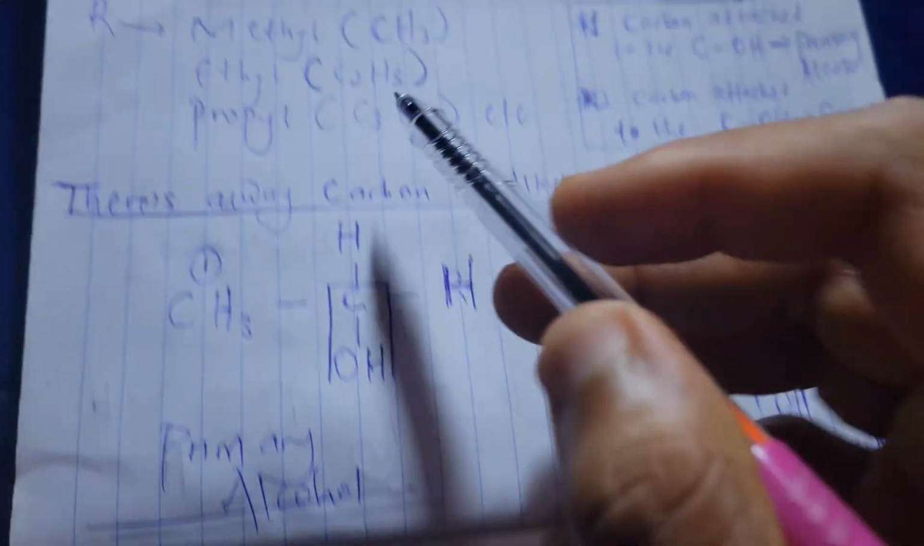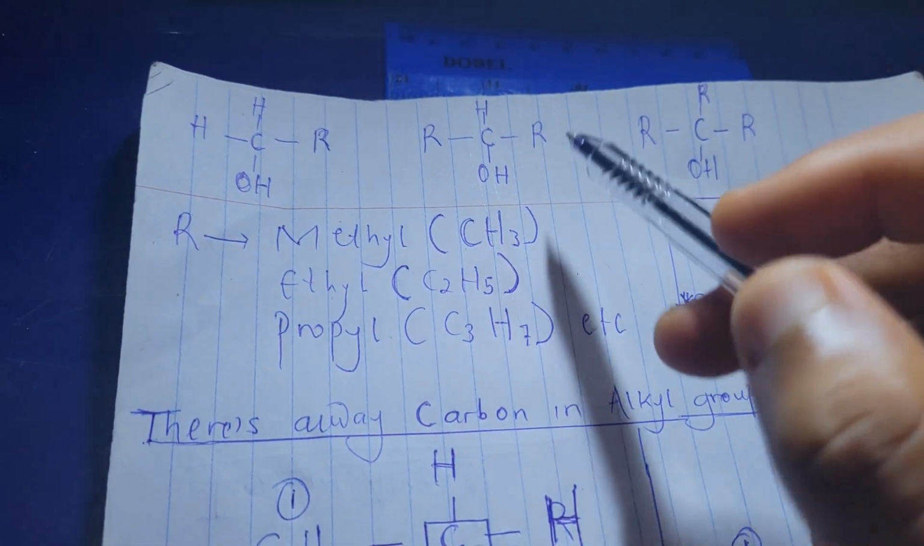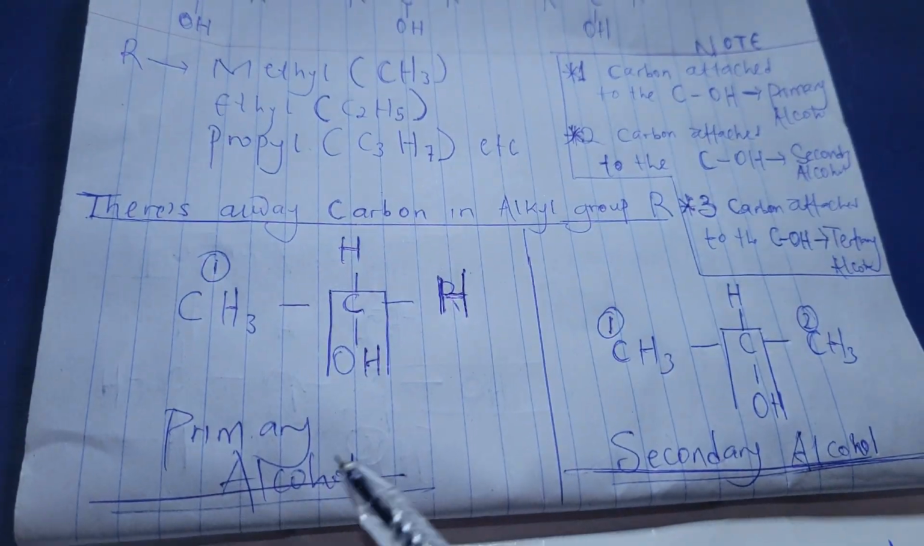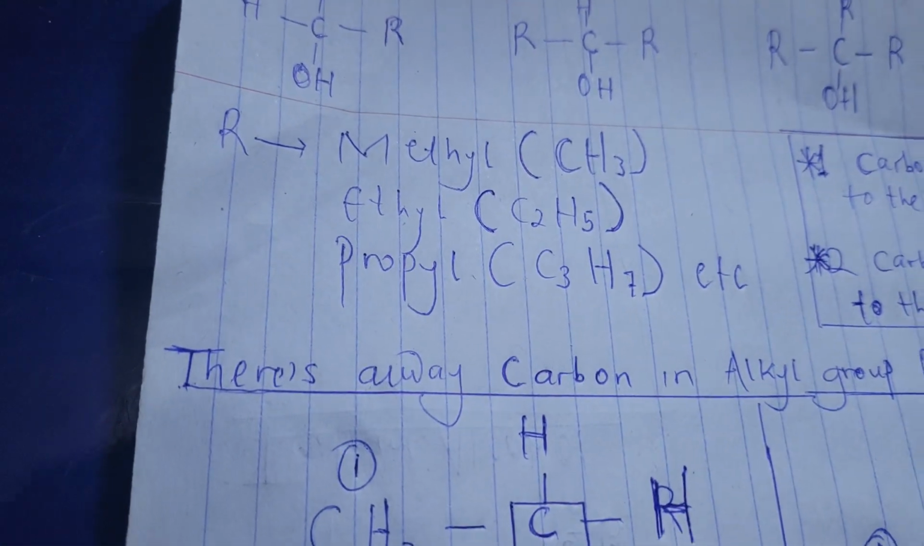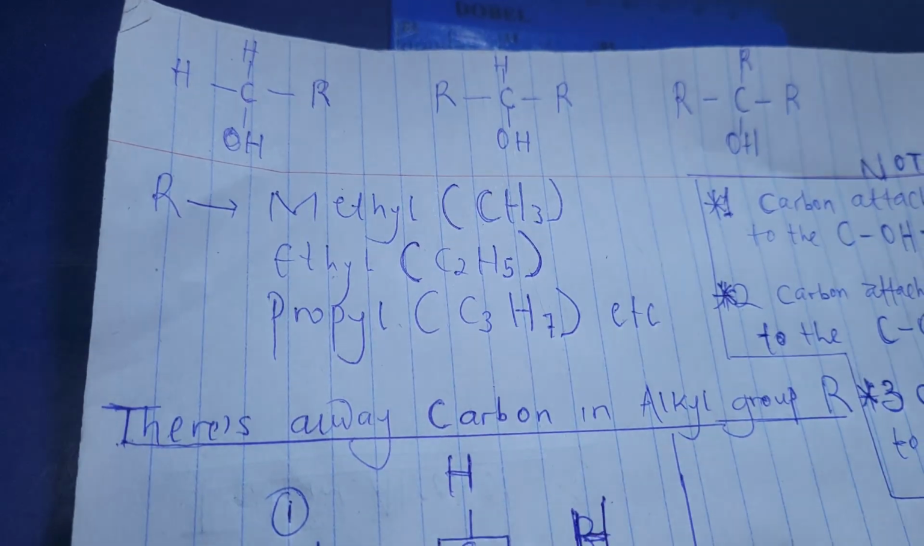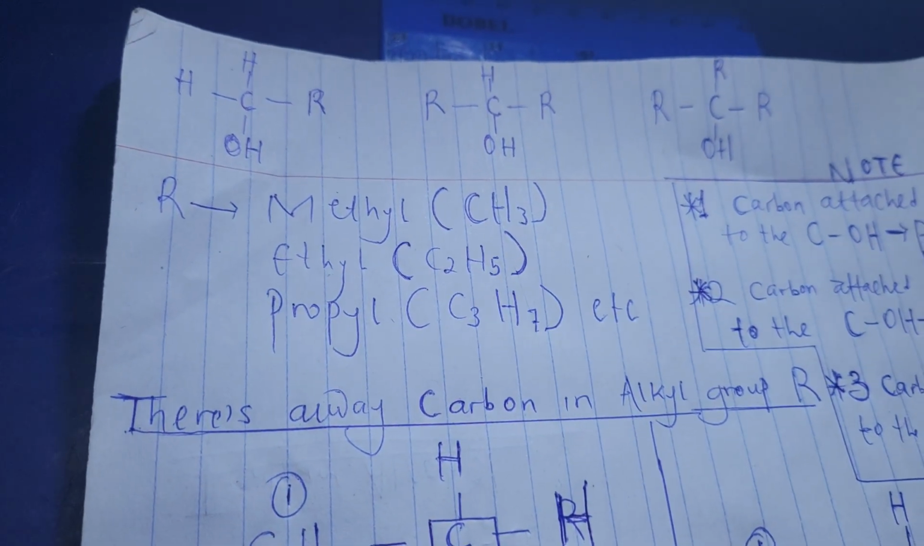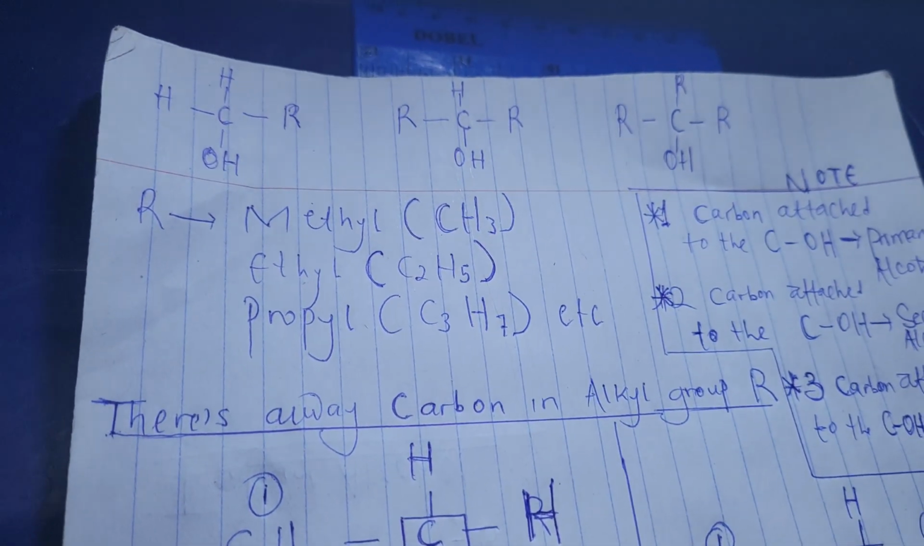A monohydric alcohol has, from the mono, just one hydroxide group. Now we have different types of this monohydric alcohol. We have the primary alcohol, the secondary alcohol, and the tertiary alcohol. So these are the types of monohydric alcohol. Now, how do you know if a monohydric alcohol is primary, secondary, or tertiary?